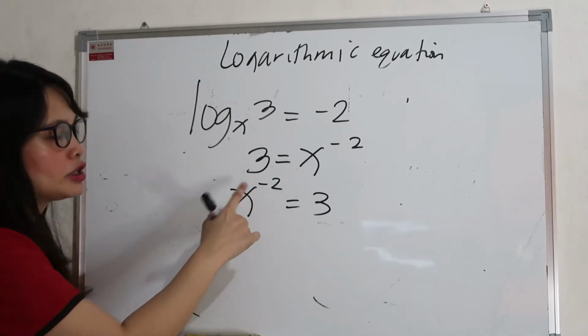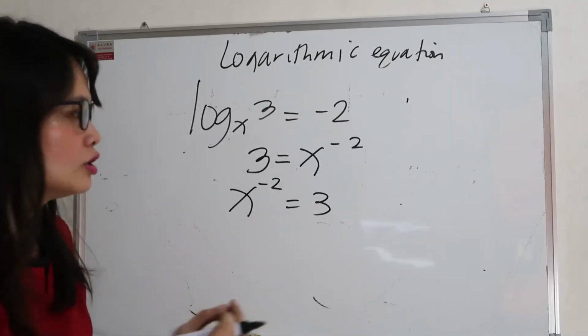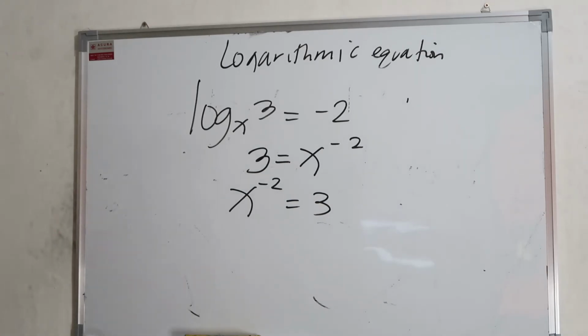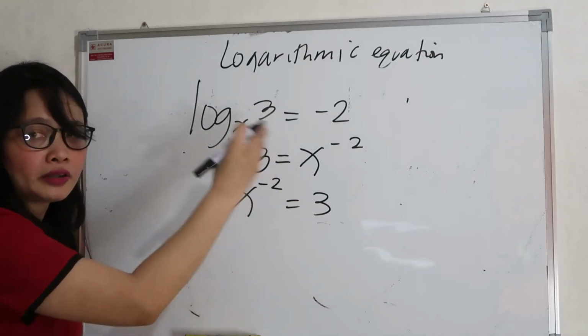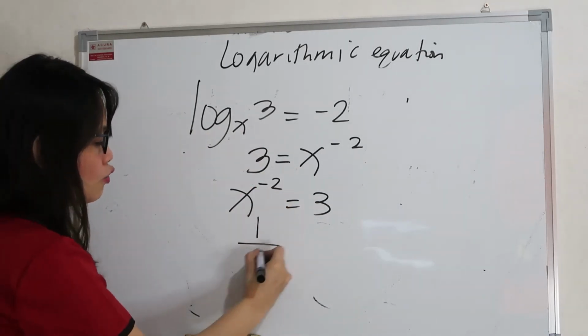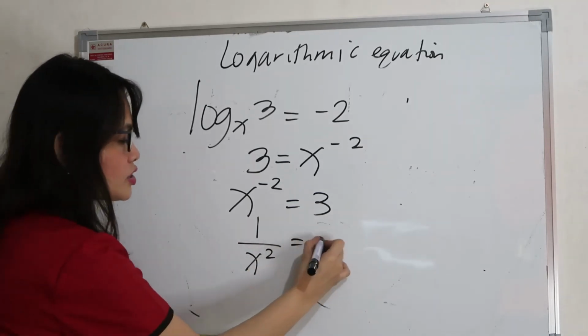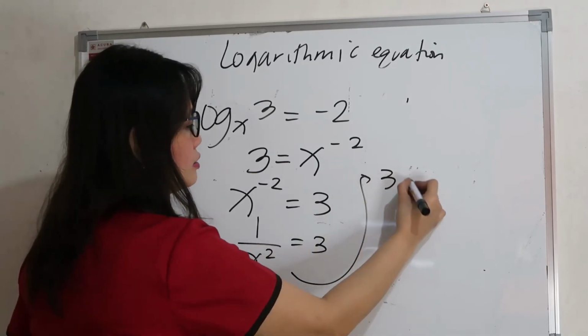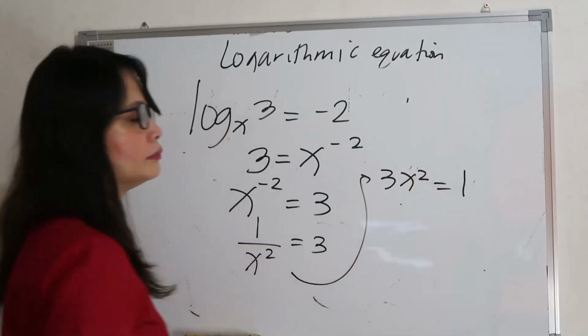Be sure that the exponent is positive. So how can we make it positive 2? Yung exponent. How do we do that? Get the reciprocal of that one. So that will become 1 over x squared equals 3. And then you cross multiply. So that will be 3x squared equals 1.